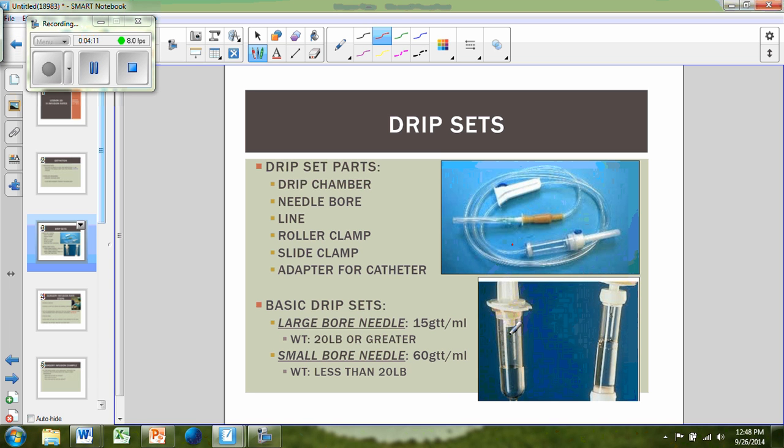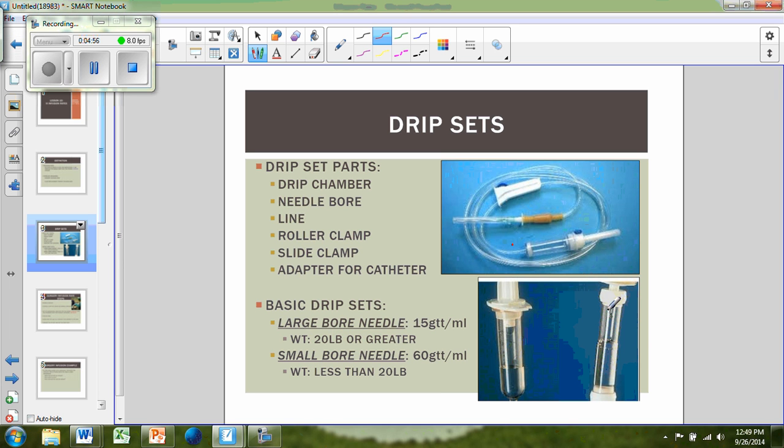So the large bore needle delivers 15 drops per ml. So in 1 ml that flows through this drip chamber, there's going to be 15 drops. So if you count 15 drops that come through, that's equaling 1 ml. And we use this for animals that are 20 pounds or greater. So if you have an animal that is 20 pounds, you would use a 15 drop per ml drip set. If it is greater than 20 pounds, you're also going to use this. Anything less than 20 pounds, you're going to use a small bore needle.